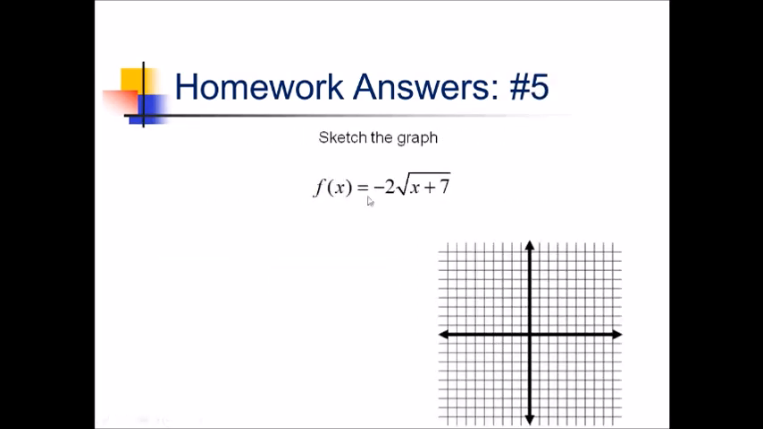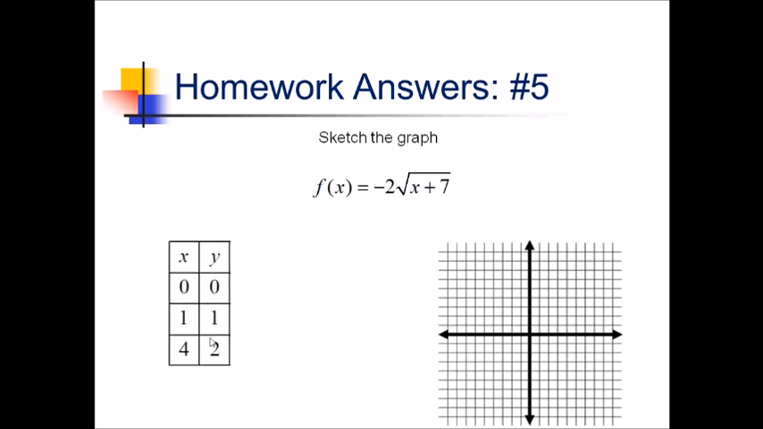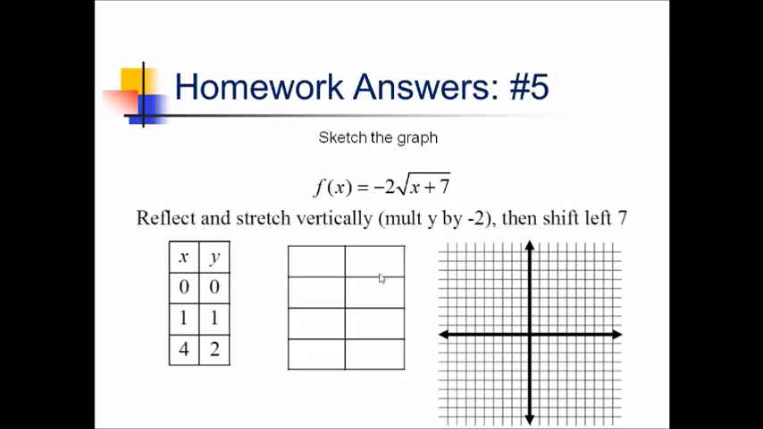For number 10, let's transform this square root. So for this one, here's our original table. We're doing -2 times the y values. We're reflecting vertically and stretching vertically. And we're shifting left 7. So we're doing x minus 7 and -2y. For the x's, subtracting 7, we've got -7, -6, and 4 minus 7 is -3. For the y's, we've got 0, -2, and -4.